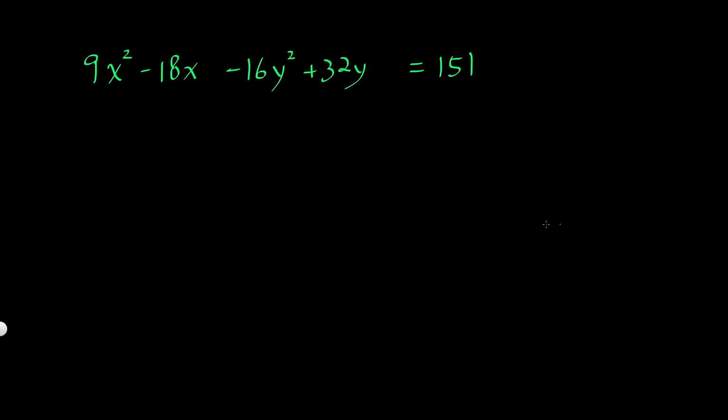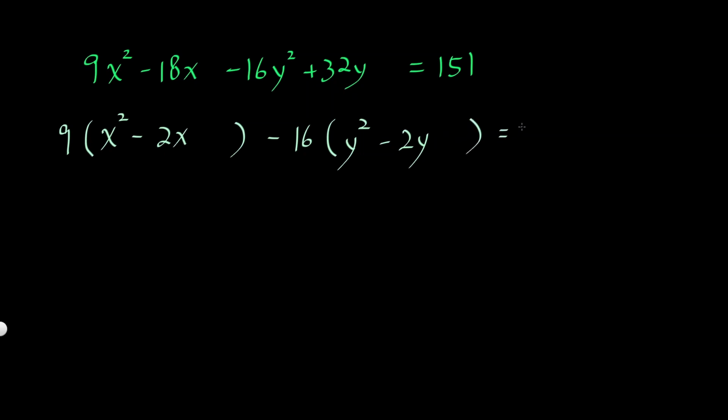All right, let's work on this now. You do the same thing. It's the same thing all over again. Okay, so I need to factor 9 out before I complete the square. So minus 2x, leave some space. I need to factor out negative 16. Whatever this is, you need to factor that out. Negative 16 out, so it's going to be y squared minus 2y, because negative 16 times negative 2y will get you plus 32y. Leave some space. It's going to be 151.